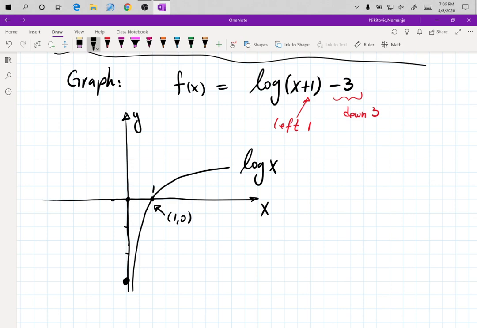Now, since everything moves to the left, the vertical asymptote moves left 1 as well. You can't leave the vertical asymptote behind, right? Everything moves. So the asymptote that used to be on the y-axis is now here, at negative 1.